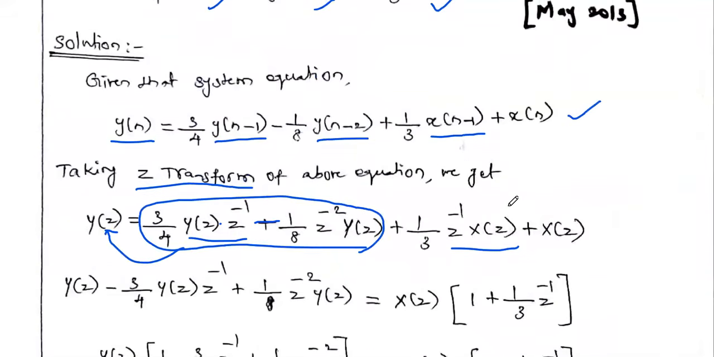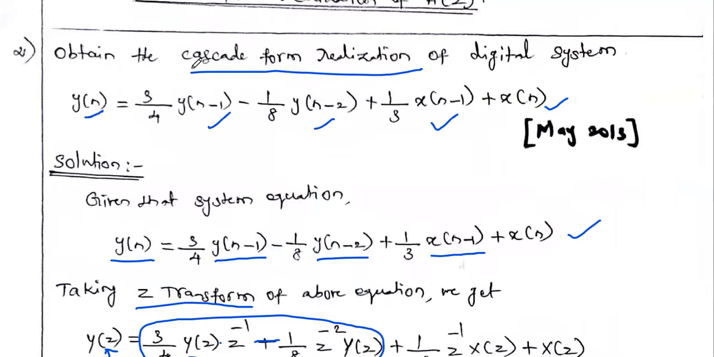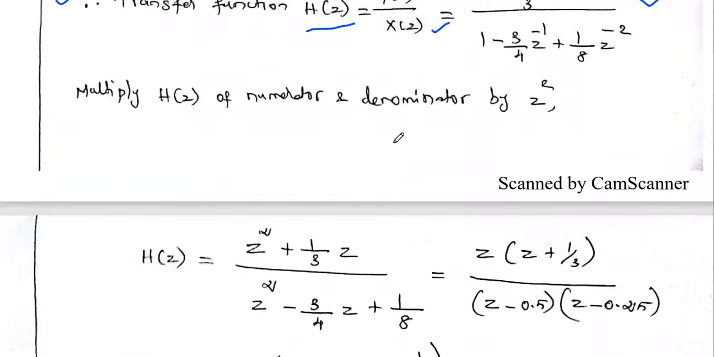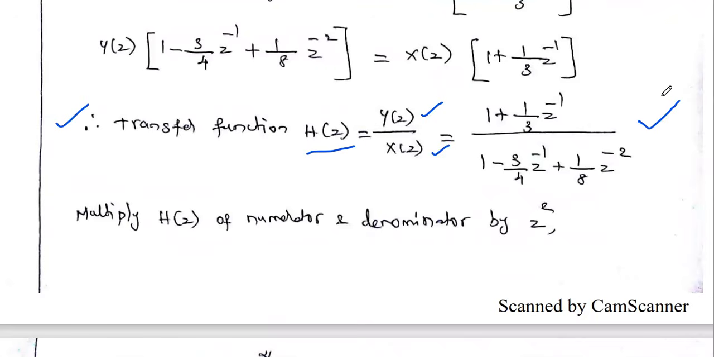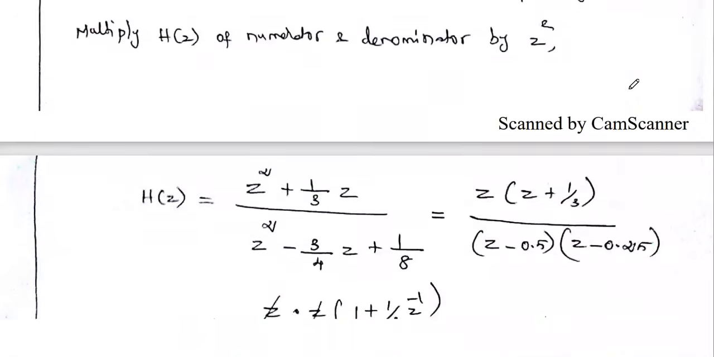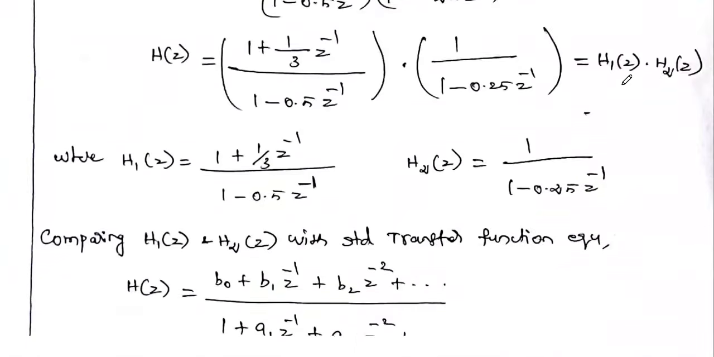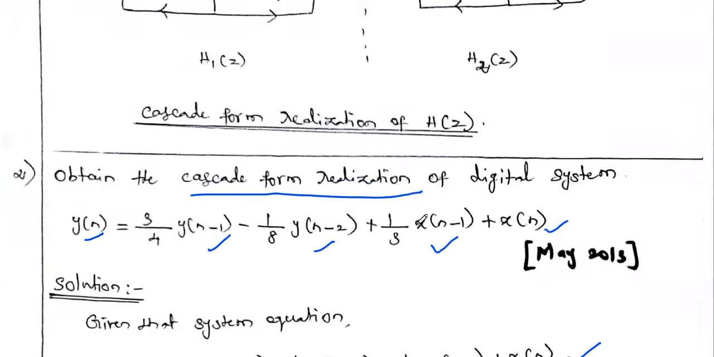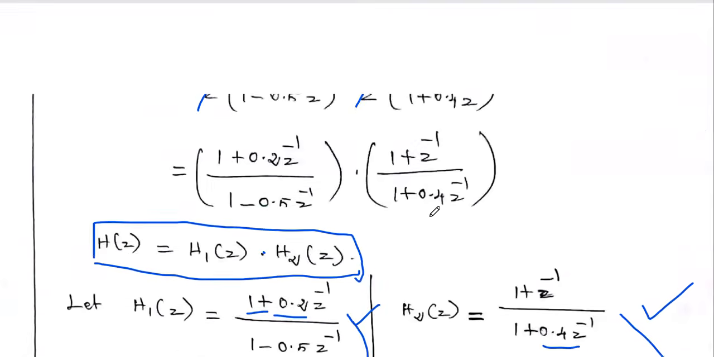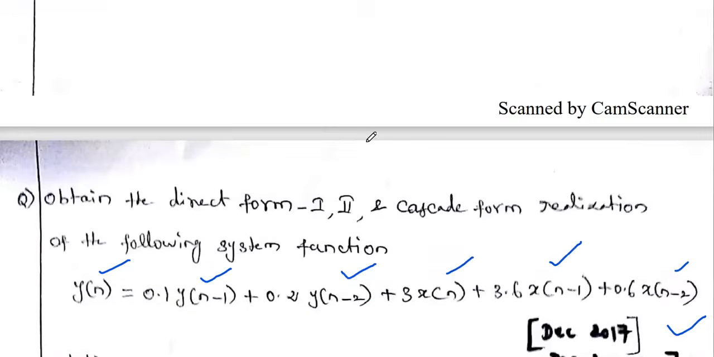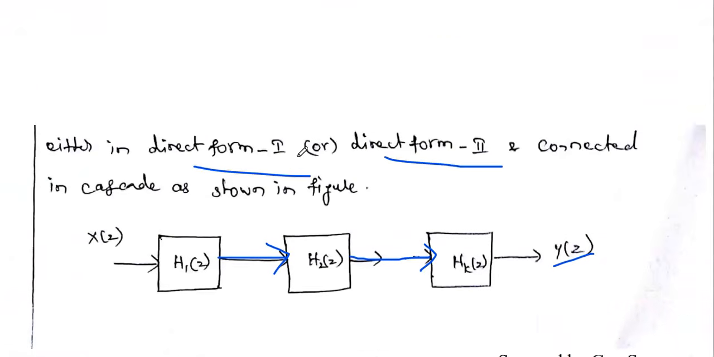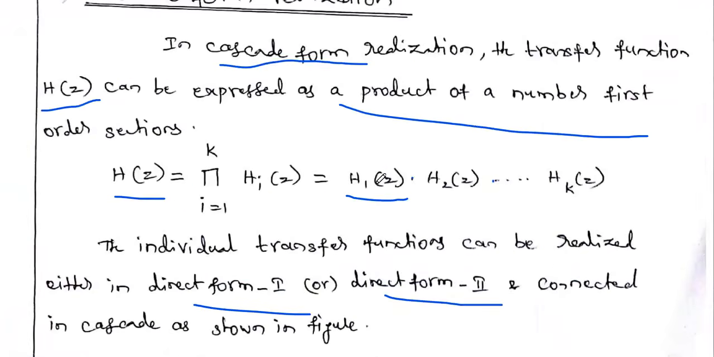Our question is to realize in cascade form. Already you know that in cascade form realization, any higher order system, that is second and third order system, can be split as a multiplication of single order systems. We discussed cascade form realization in detail in the first video, the realization of IIR system. In that cascade form realization, H of z can be split as the product of H1 of z into H2 of z, etc.